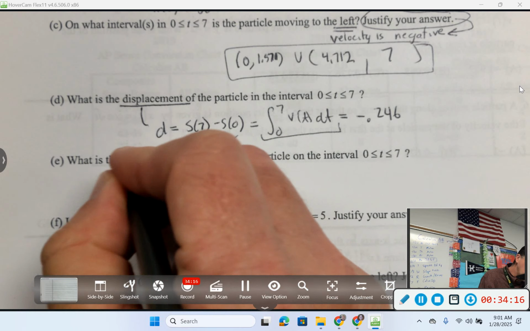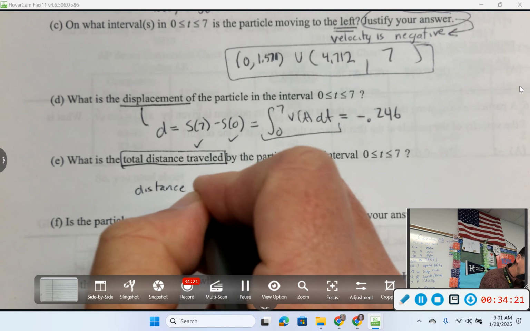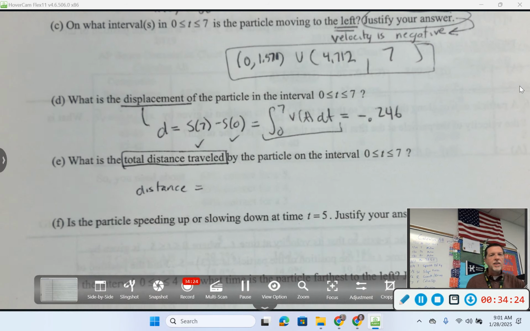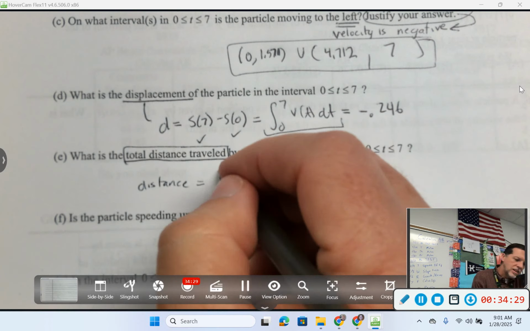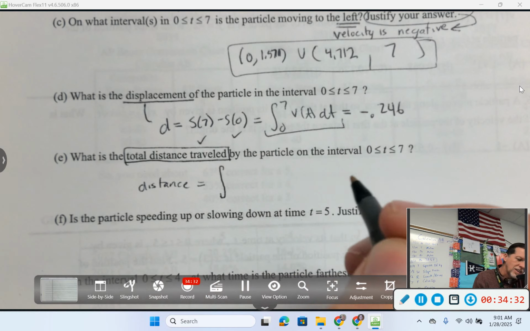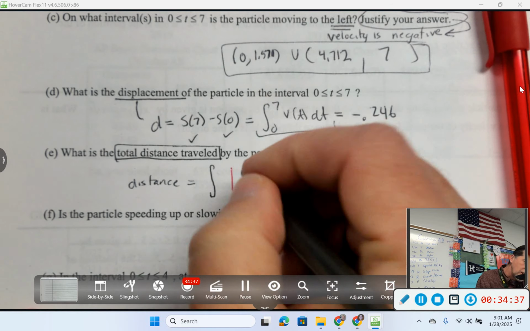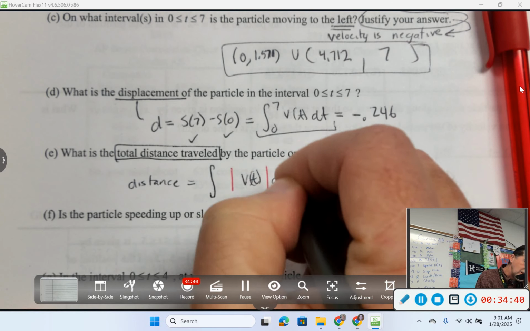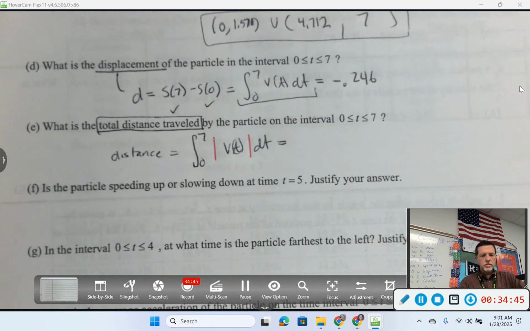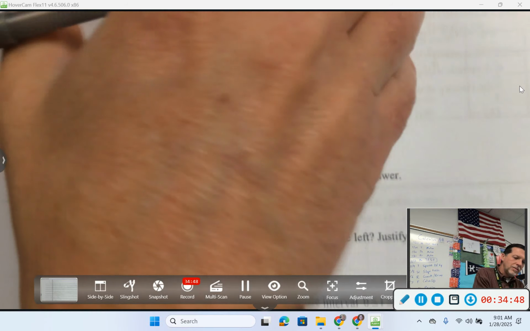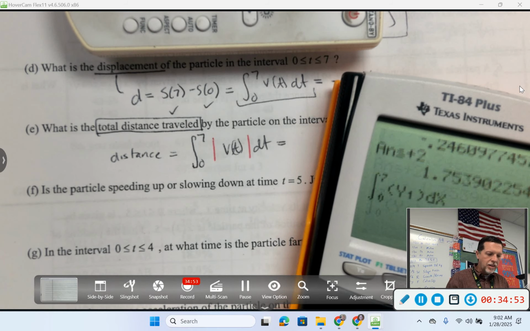All right, part E, total distance traveled. How do we do that? How do we find the total distance traveled? How is it different than displacement? The absolute value. So the integral of the absolute value of v of t from 0 to 7. Again, I don't want to do that by hand. I don't think I could do that by hand. But the calculator can do that.